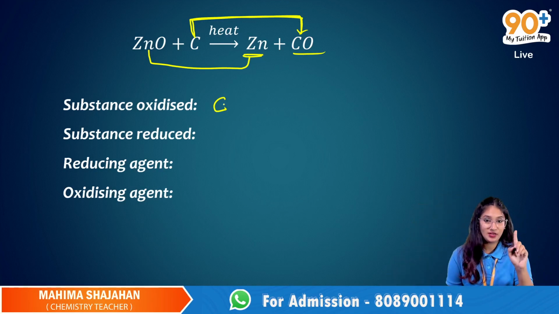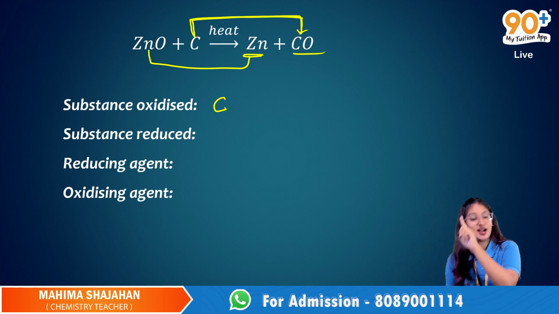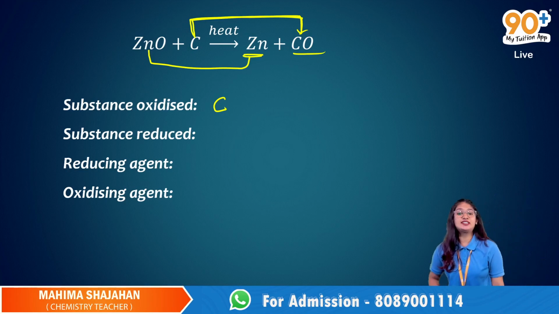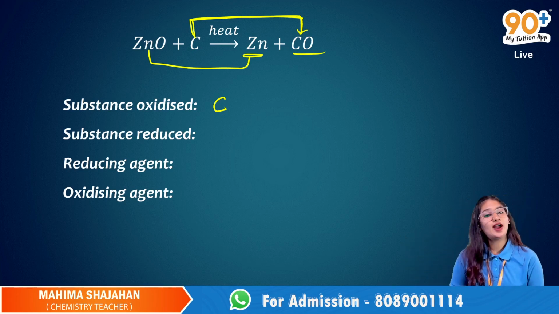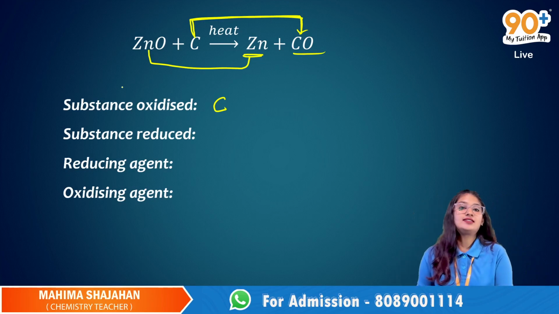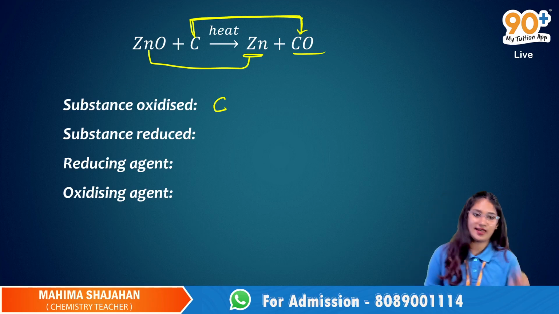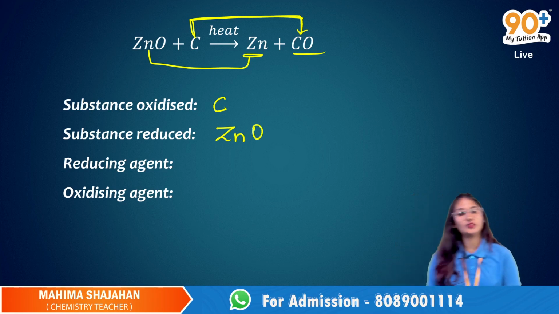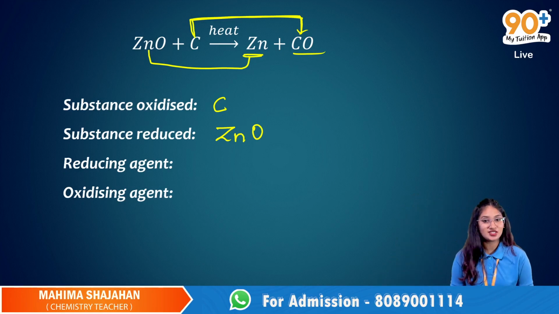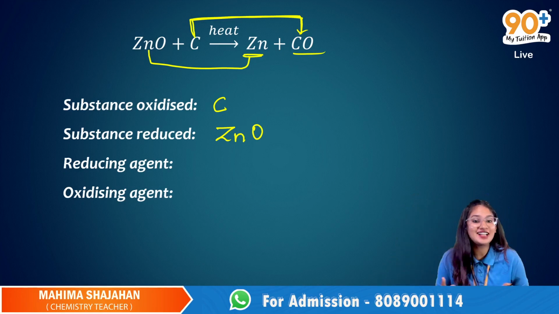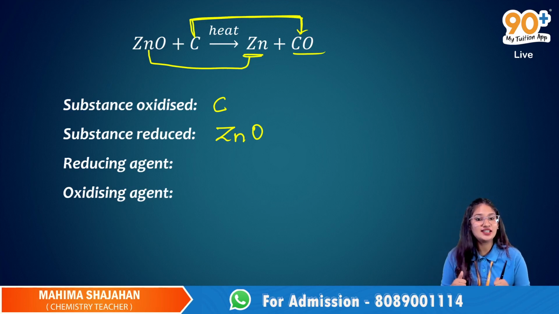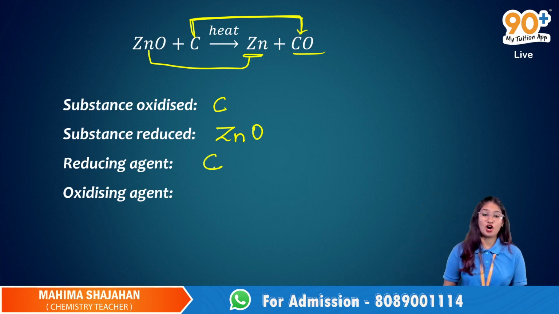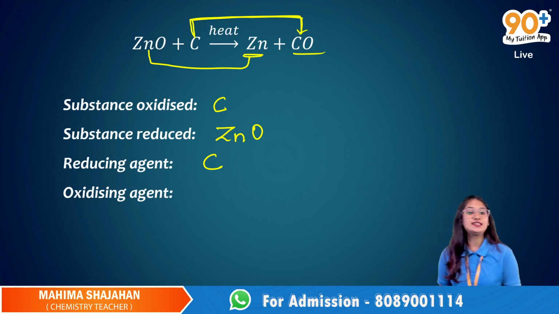Don't write it as CO. Who got oxidized? Carbon. Carbon got oxidized and became CO. The substance that is reduced is ZnO. ZnO lost oxygen and became only Zn, right? So the substance reduced will be ZnO. Now who is our reducing agent? The one that underwent oxidation is our reducing agent. Who underwent oxidation? Carbon. So carbon will be your reducing agent. What about the oxidizing agent? Who will be your oxidizing agent? Tell me.